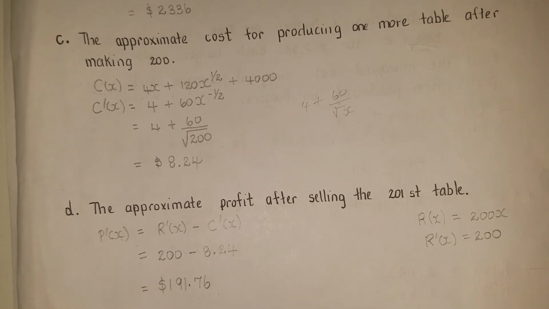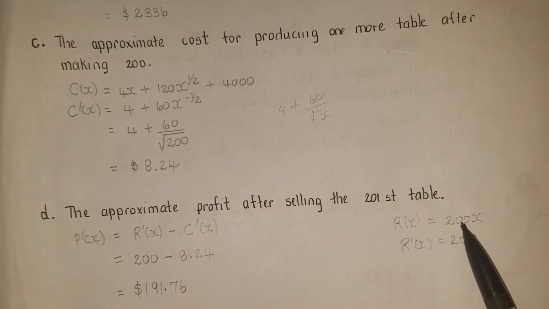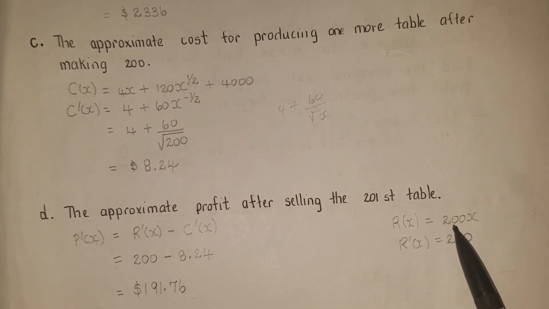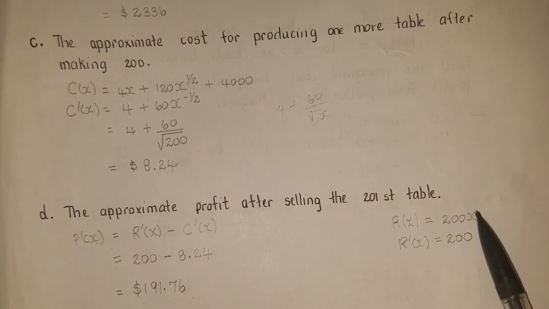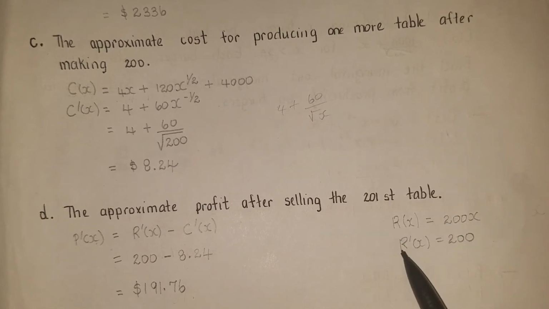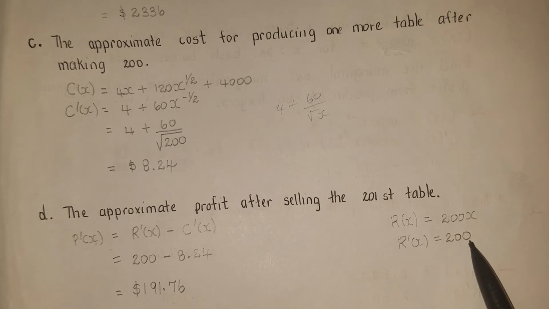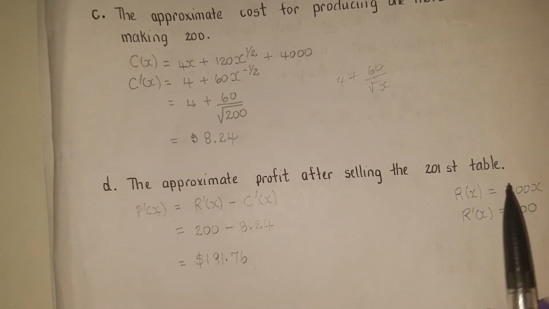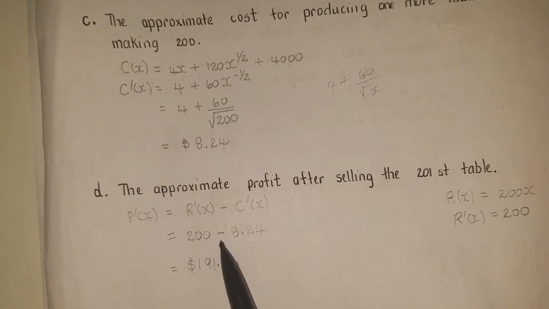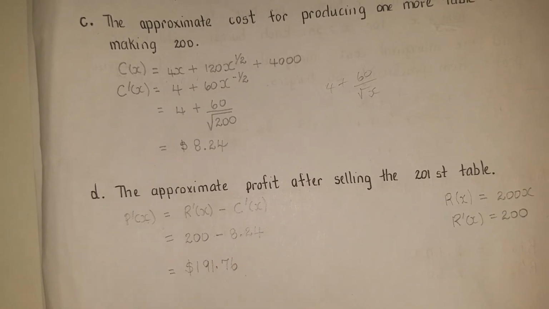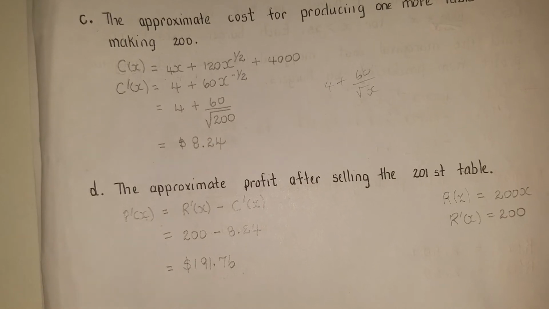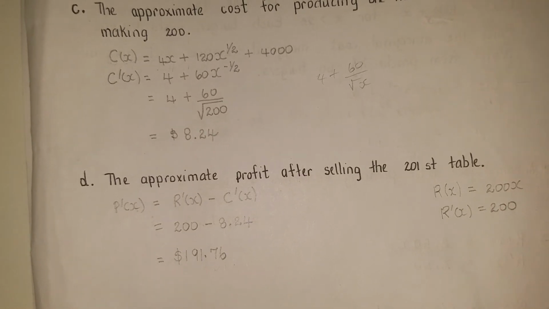Now we know that the R of x function is 200x because the price is 200 and we need x amount of units. So when we differentiate that R of x function, we get R prime x to simply be 200. So going back to our formula, 200 minus this $8.24 will give us a profit of $191.76.